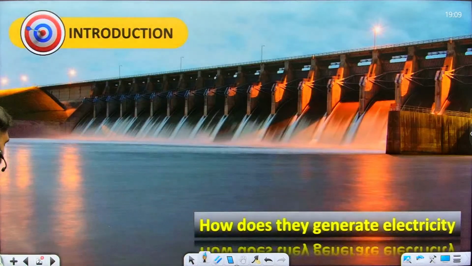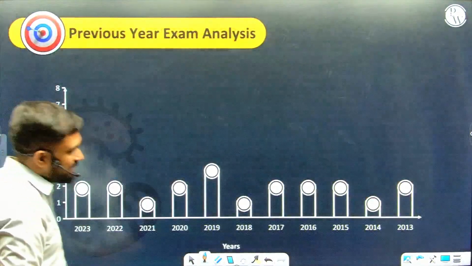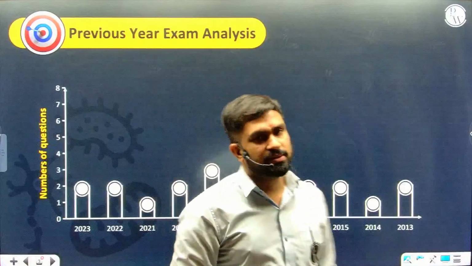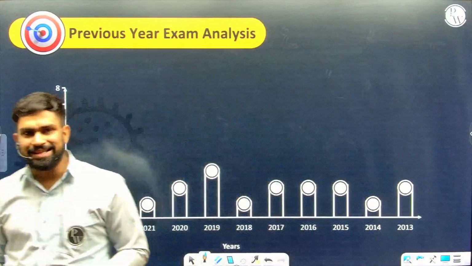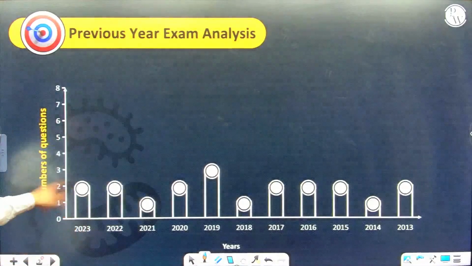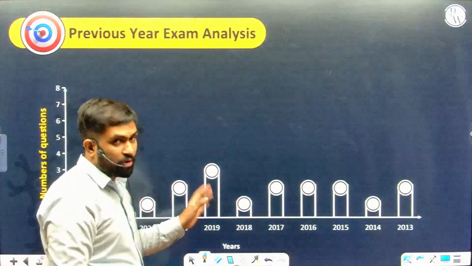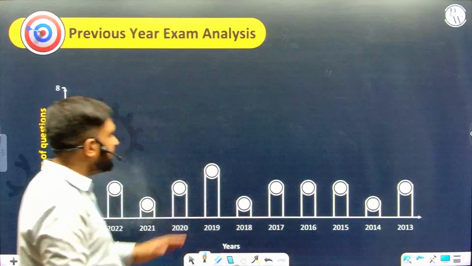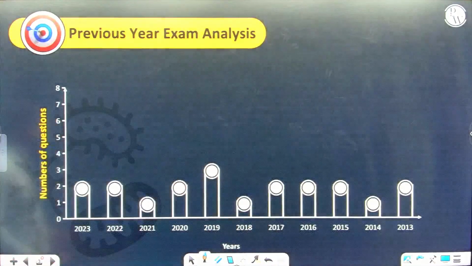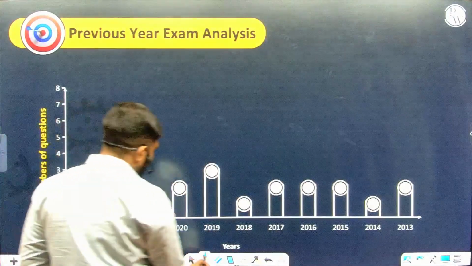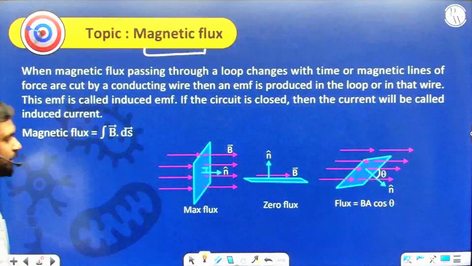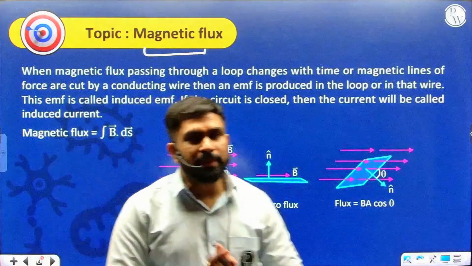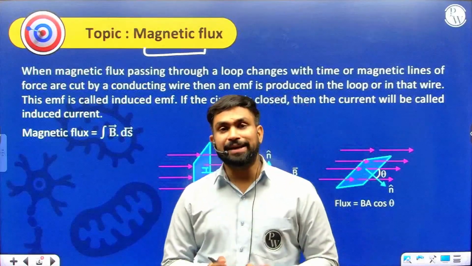As per the previous trend, the previous data of your NEET exams, I can safely say that 2 to 3 questions are asked. Approximately 2 questions are asked every year in the NEET exam. So that way this chapter is quite important. Let's start with the first topic of EMI, the magnetic flux.